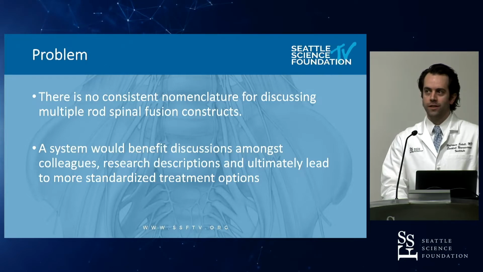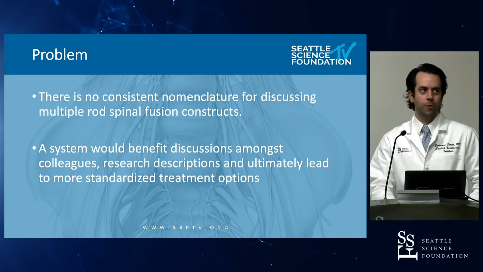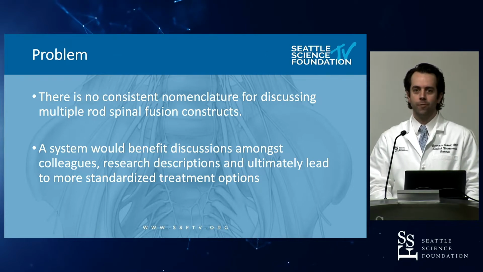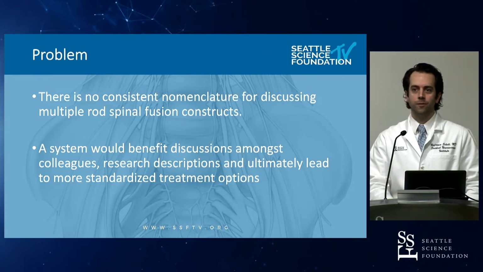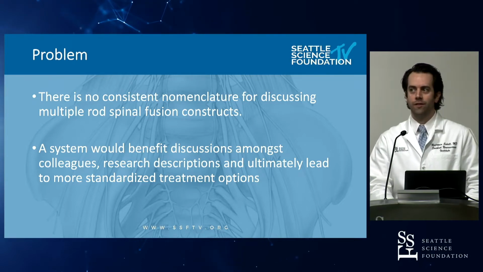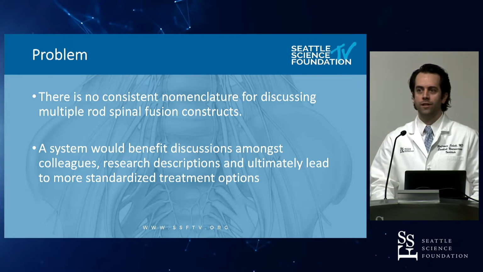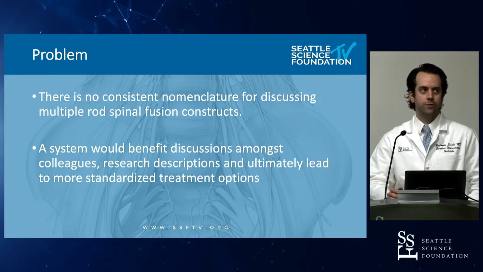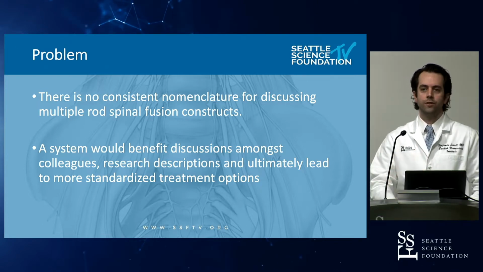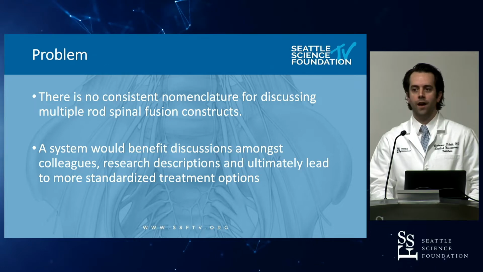So the original purpose of the classification: we decided there's no real consistent nomenclature for these multiple rod constructs. We do a fair bit of them here at Swedish. We try to use them only when they're indicated, and we discovered that there was a smattering in the literature, and we needed to be able to discuss them amongst the colleagues here at Swedish and other institutions, generally using the same nomenclature throughout and the same descriptive terminology so that we could all be talking about the same thing.